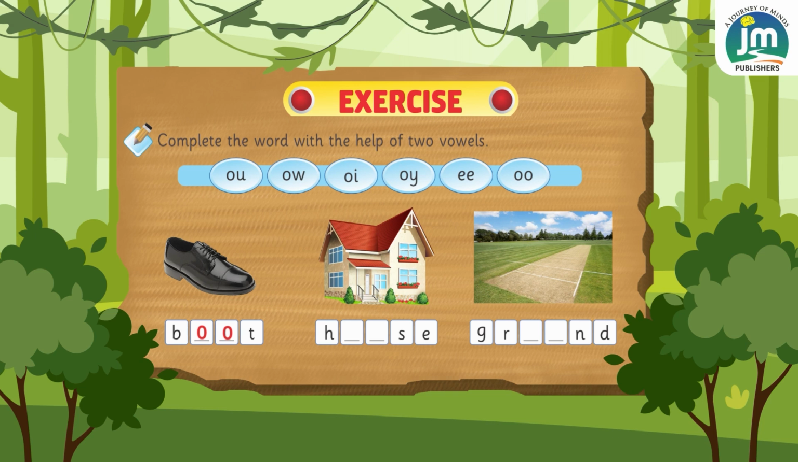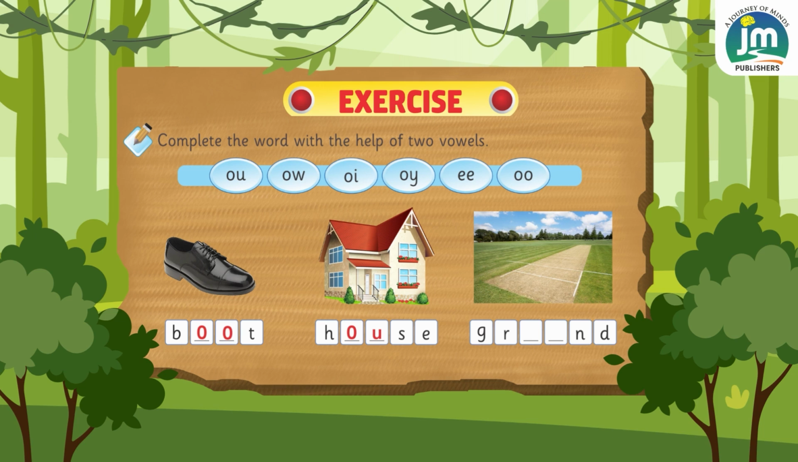Picture number 2, look, a house. Children, look at this picture. This is a house. The word is house. So we use OU. HOUSE, house. Say with me, house.